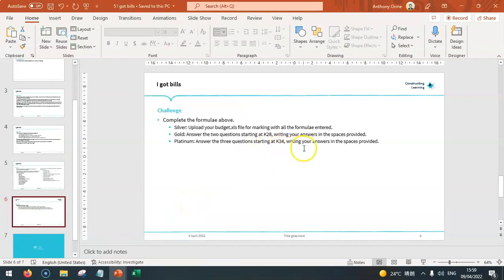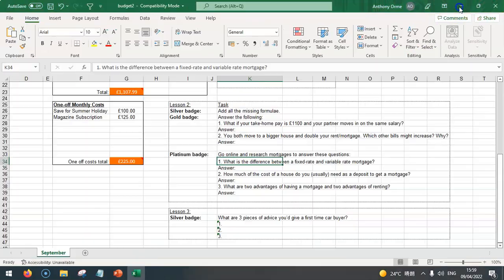And then for the next bit, K34, have a go at these ones. What is the difference between a fixed rate and a variable rate mortgage? You're going to have to research this. How much of the cost of a house do you usually need as a deposit to get a mortgage? And what are the advantages of having a mortgage? And 2 advantages of renting.